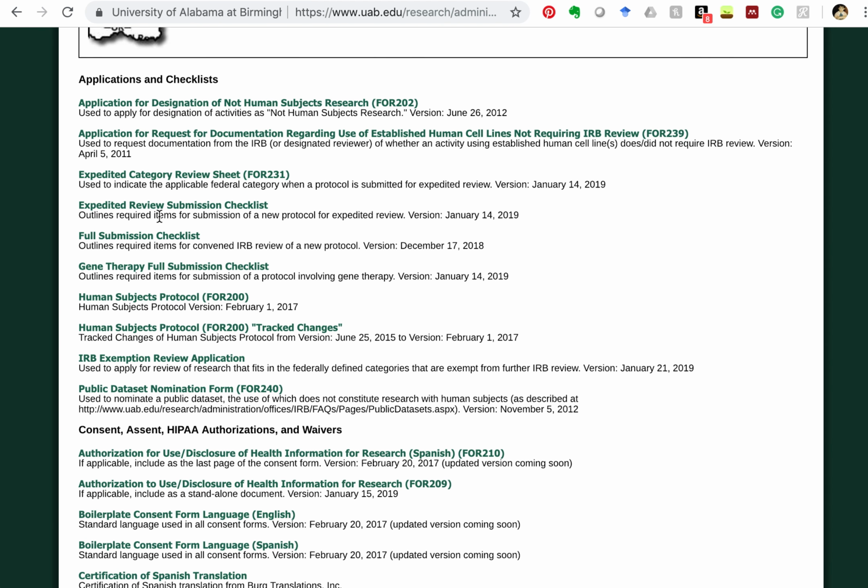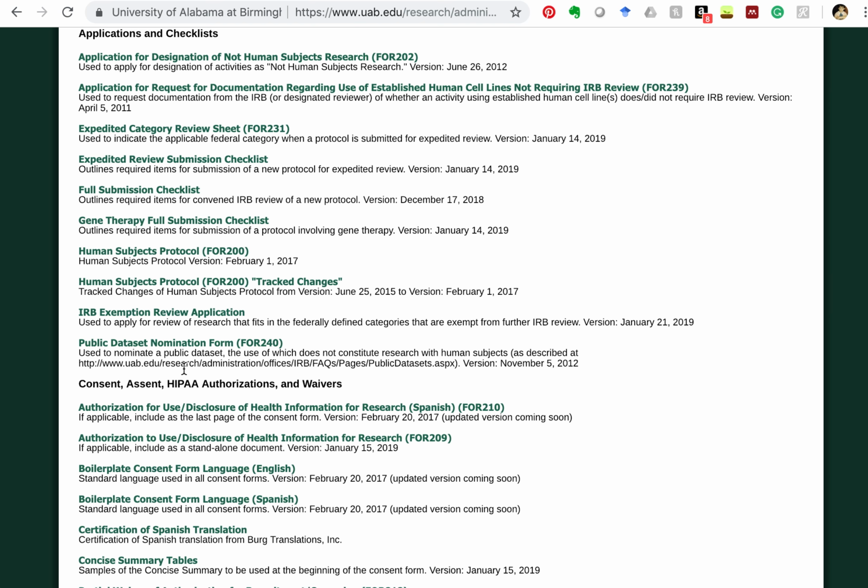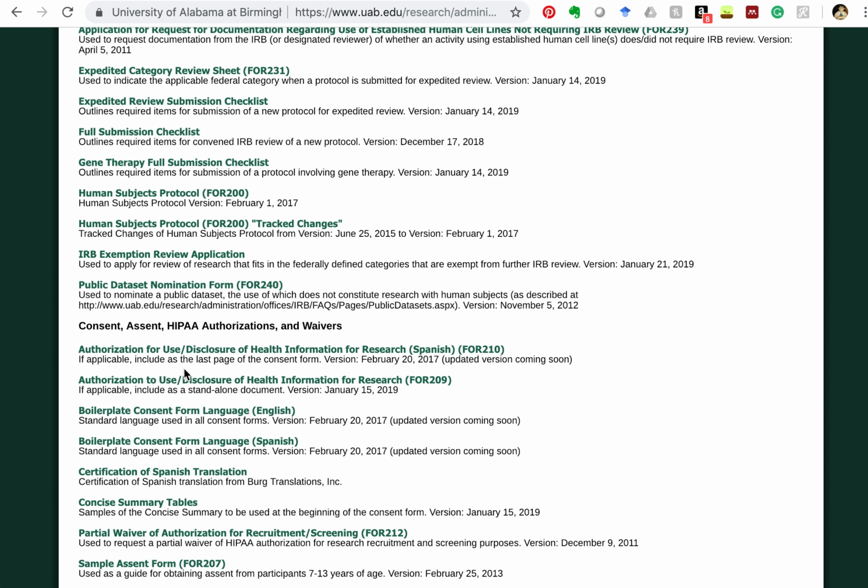And what they ask of you in these different types of applications is going to depend on which application you choose. If you're doing full review, they're going to want even more information, and you're going to have to be even more detailed in what the risks and benefits are to your participants.